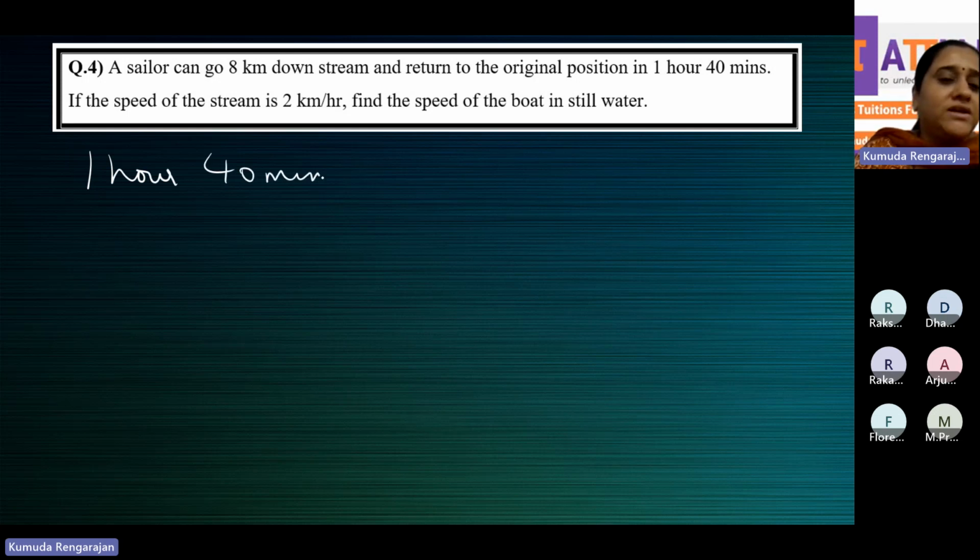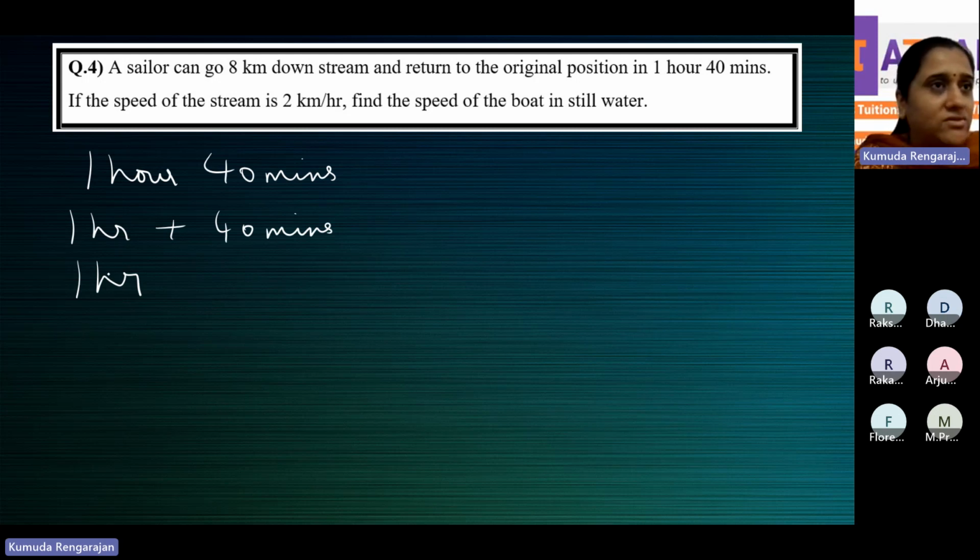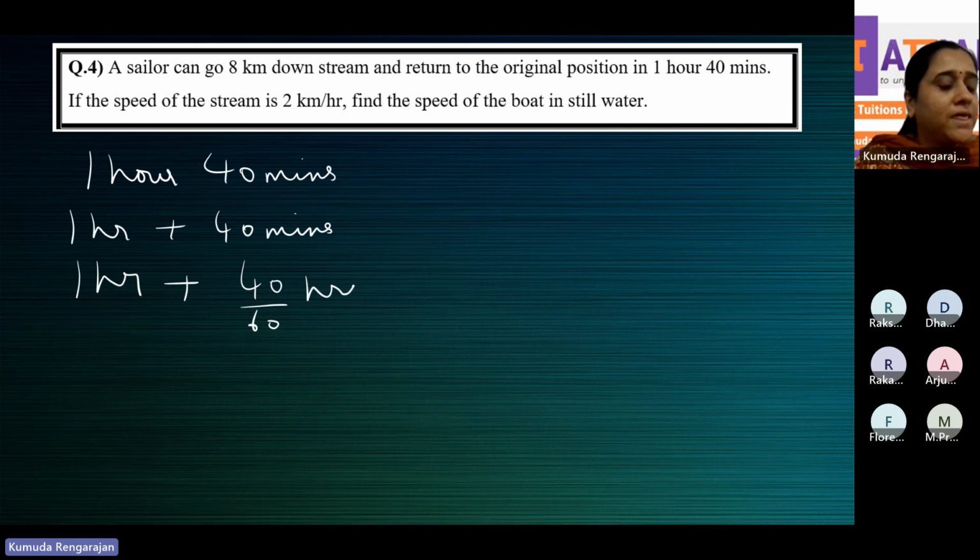So next step, our teacher told us, 1 hour plus 40 minutes. If you want to convert to hours, write 1 hour as it is because it's already in hours. Then you want to convert 40 minutes to hours, so write 40 by 60. Now it's converted to hours. Then simplify here, so it becomes 2 by 3. Correct? So 1 hour plus 2 by 3 hours.